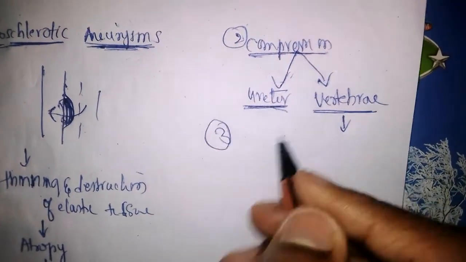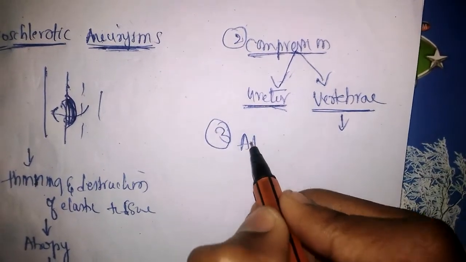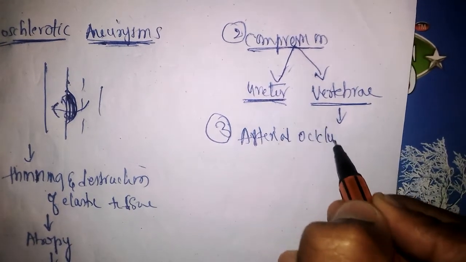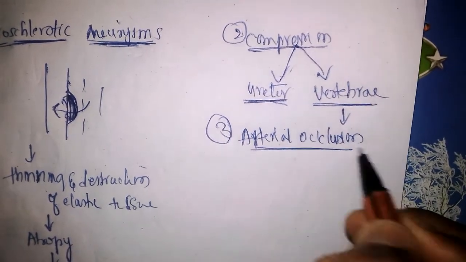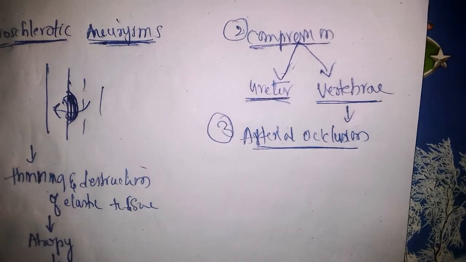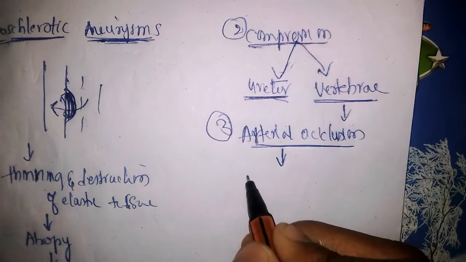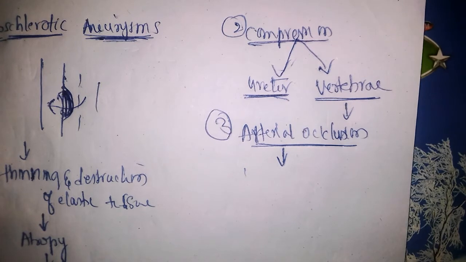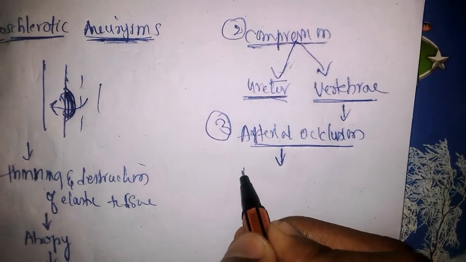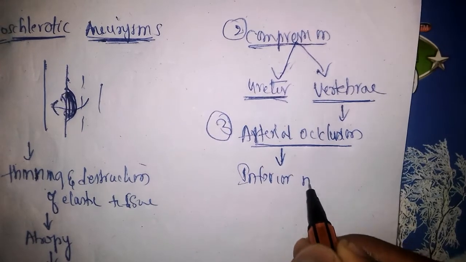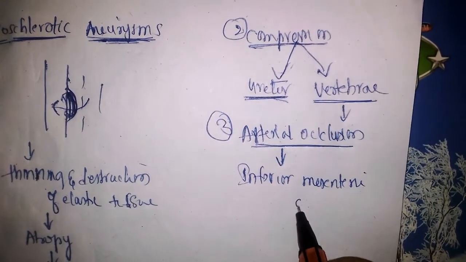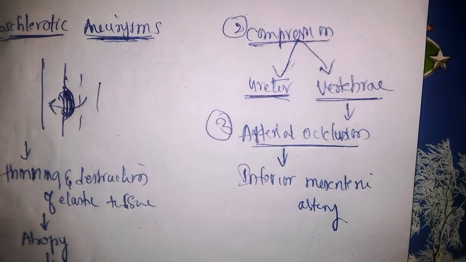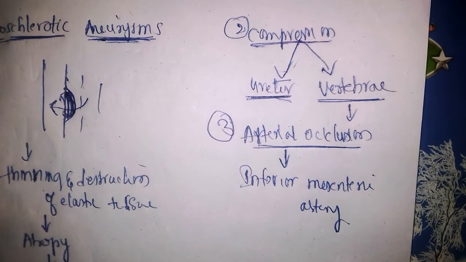And the third is arterial occlusion. So the third complication is arterial occlusion. This arterial occlusion mainly occludes the inferior mesenteric artery. Okay, as it is present in the abdomen, the inferior mesenteric artery is likely to get compressed. Okay, this is about the complications, and this is something about atherosclerotic aneurysm. Thank you for watching.